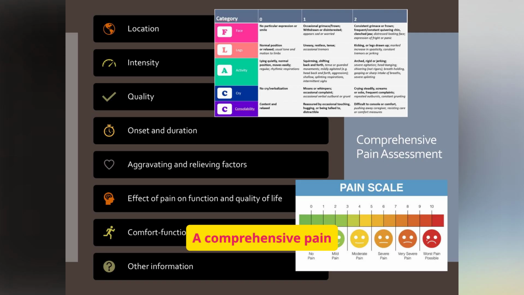A comprehensive pain assessment includes location, intensity, and quality. Use pain scales and observe nonverbal cues like facial expressions, leg movements, activity levels, crying, and consolability. These cues are especially important in patients who are nonverbal, like young children or those with cognitive impairments. Tools like the FLACC scale help translate these behaviors into measurable data.